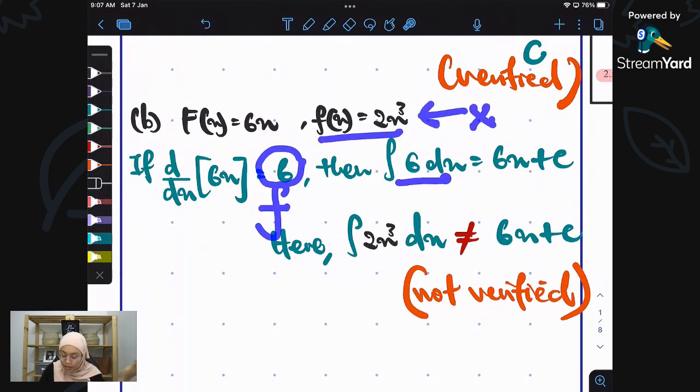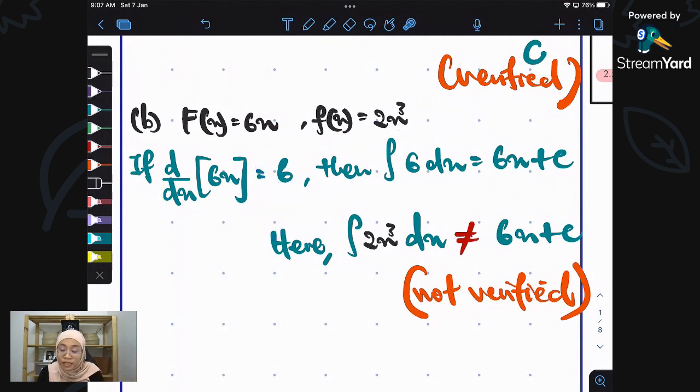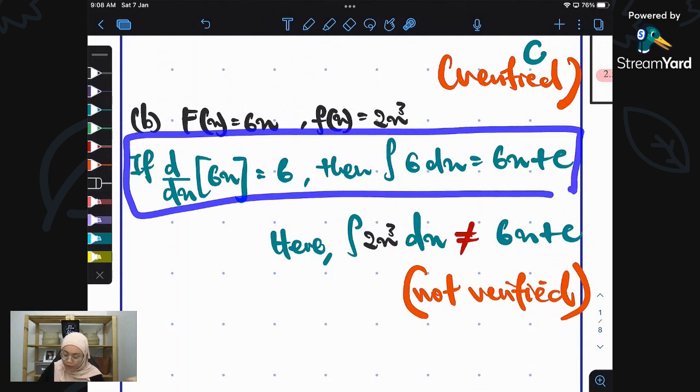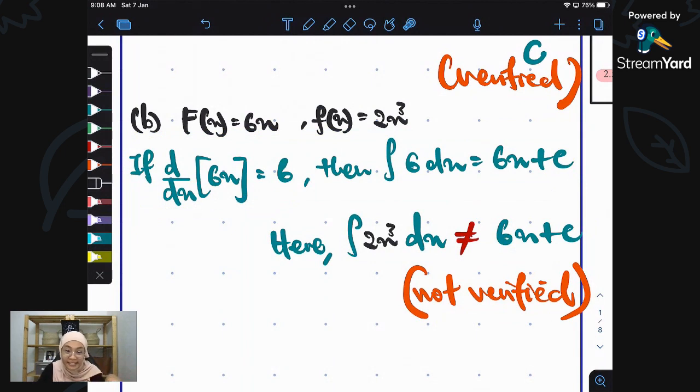Jadi kalau dia tak sama, tak apa, statement tetap wajib ditulis, which is then integrate of 6 will give us 6x plus c. This is the correct statement. But according to this question, dia kata kita perlu integrate the small letter f by using 2x cubed, which is not the big letter F. No. This is the true statement. Well, this is wrong. Therefore, we put it down as not verified. Settle. So this is just the proving part lah, untuk kenal the relationship between the integration and differentiation.